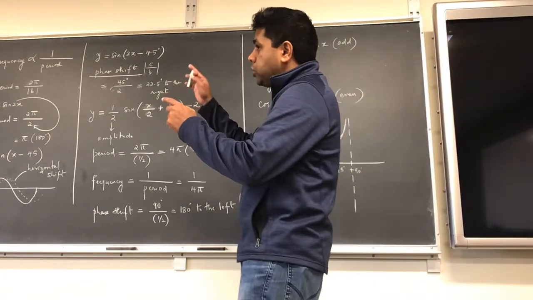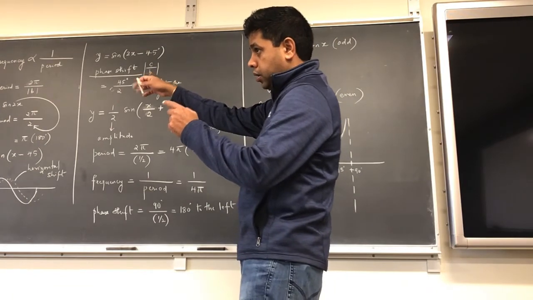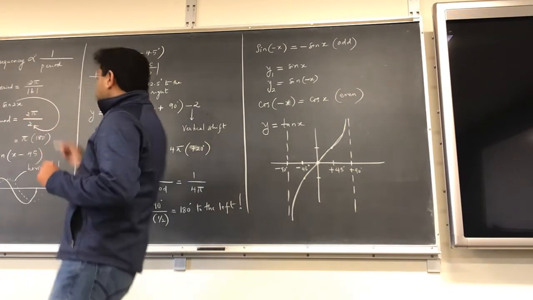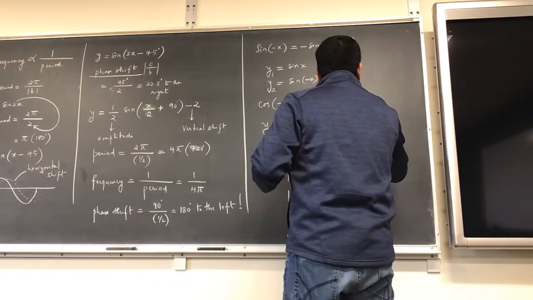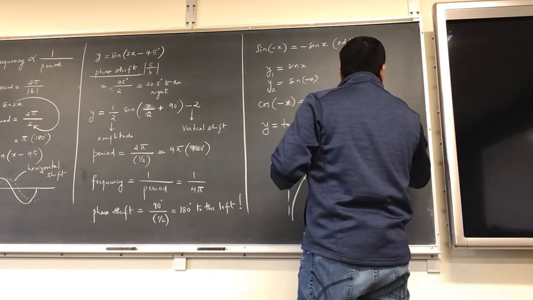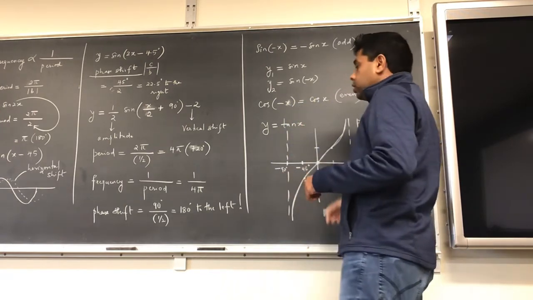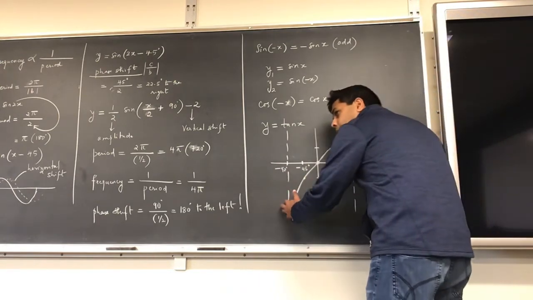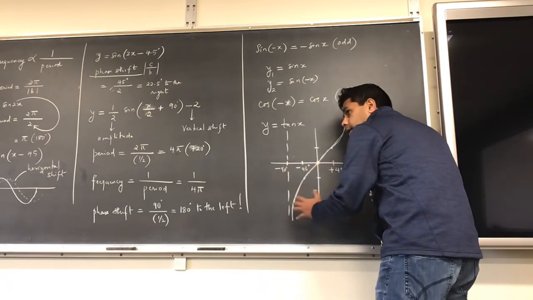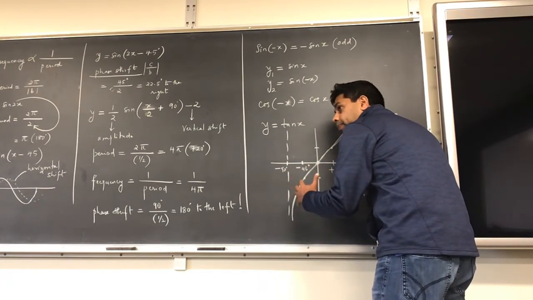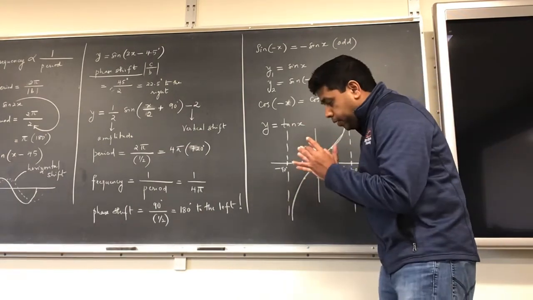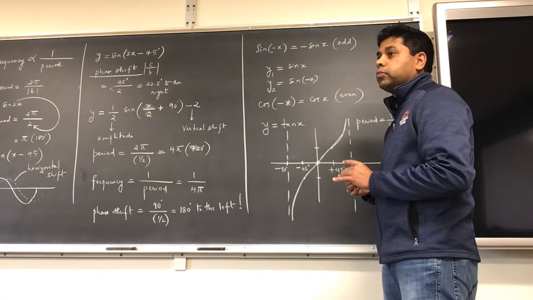So for sine and cosine, the period was 2 pi over b. For tan, the period is pi over b. Of course, in this case, b was 1. So this is pi right here, 180 degrees. 90, 90, 180. This is your wave. Are you with me on this? As you play around with b, the period starts to change.